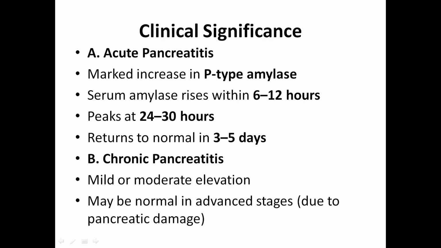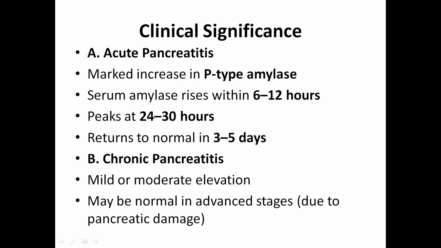What is the clinical significance of amylase? In case of acute pancreatitis, there is a marked increase in the P-type amylase. Acute pancreatitis is a condition when pancreatitis happens, but not in chronic form. When pancreatitis happens in this acute form, the P-type of amylase increases. Serum amylase rises within 6 to 12 hours, reaches its peak level within 24 to 30 hours, and returns to normal within 3 to 5 days.